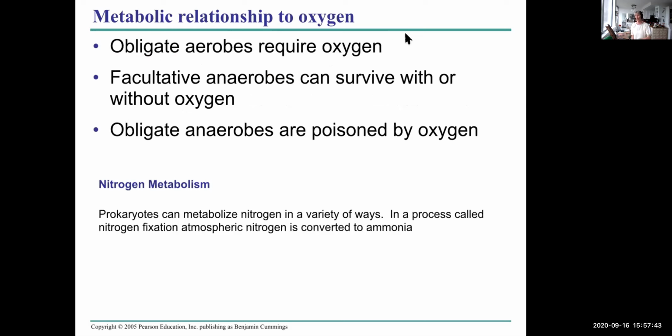Another reason bacteria are so prolific is that they have some interesting metabolic relationships to oxygen. In other words, sometimes they don't even need it. But some of them must have it. An obligate aerobe requires oxygen to survive. A facultative anaerobe can survive with or without oxygen. So they have the capability of respiration and fermentation in order to get energy.